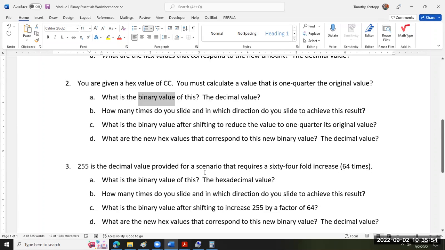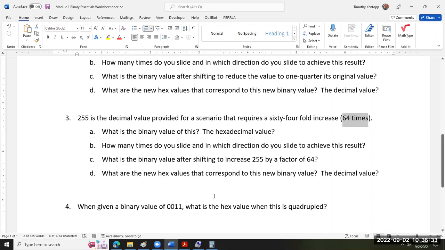So 255 is the decimal value provided for a scenario that requires a 64-fold increase. Oh my gosh. Well, what power of 2 is 64? If I slide to the left once, it's doubled, then quadrupled, then octupled. So 8 is 3 slides. Well, 16 is 4 slides, 32 is 5 slides, 64 is 6 slides. You're sliding to the left 6 times. 8 times would be 256 times larger. So an entire 8-bit slide is the equivalent of increasing 256 times, okay? That's why it pays to get familiar.